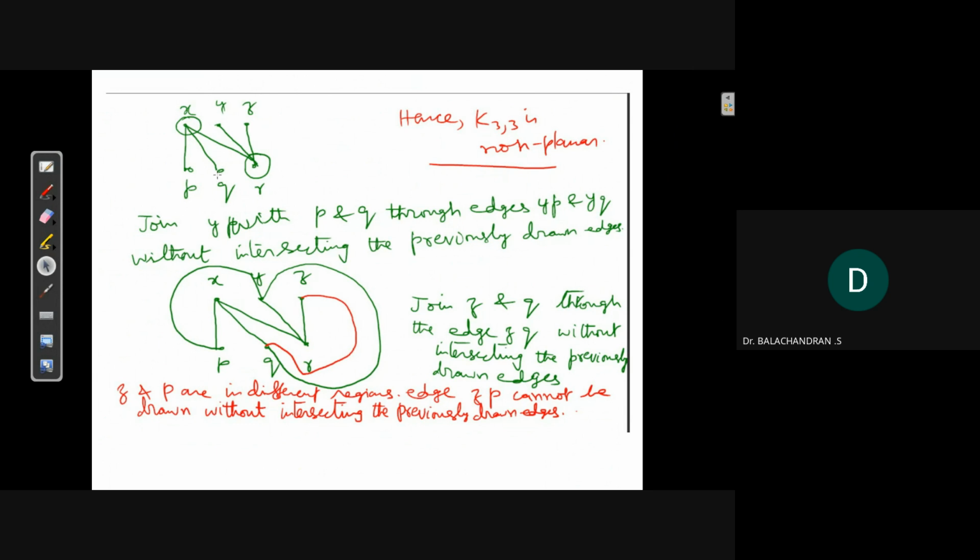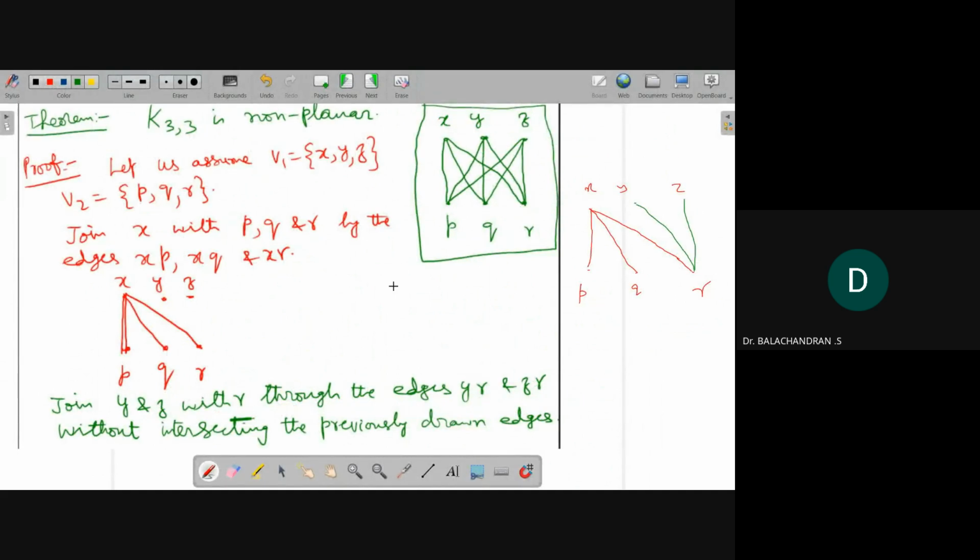Sorry, Y with the P. Y with P means Y to P here, and Y to Q in this way. Okay, you can see here. Y to what? P like this, and then what? Y to Q. Okay, so next, maybe I'll choose some other color.